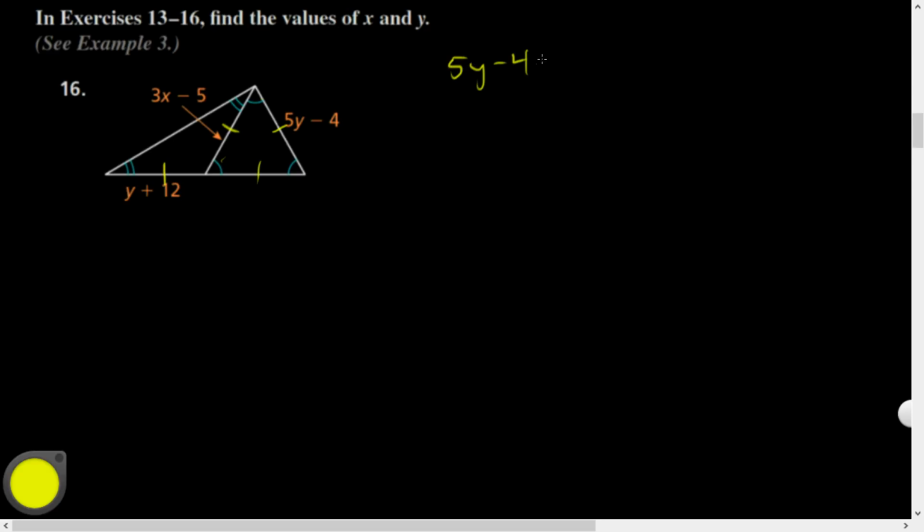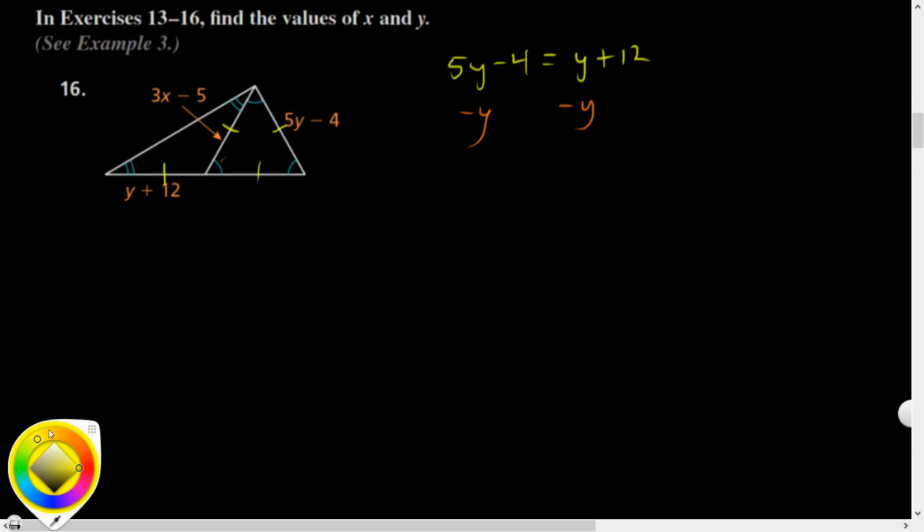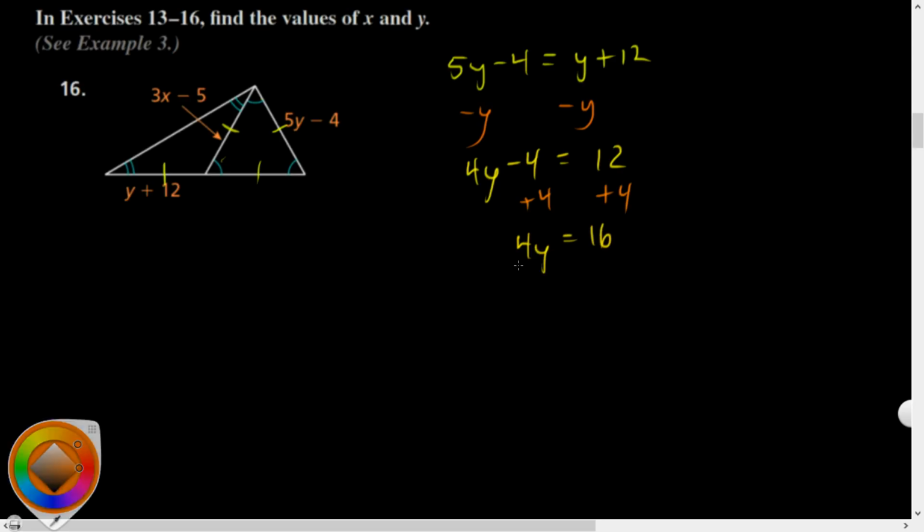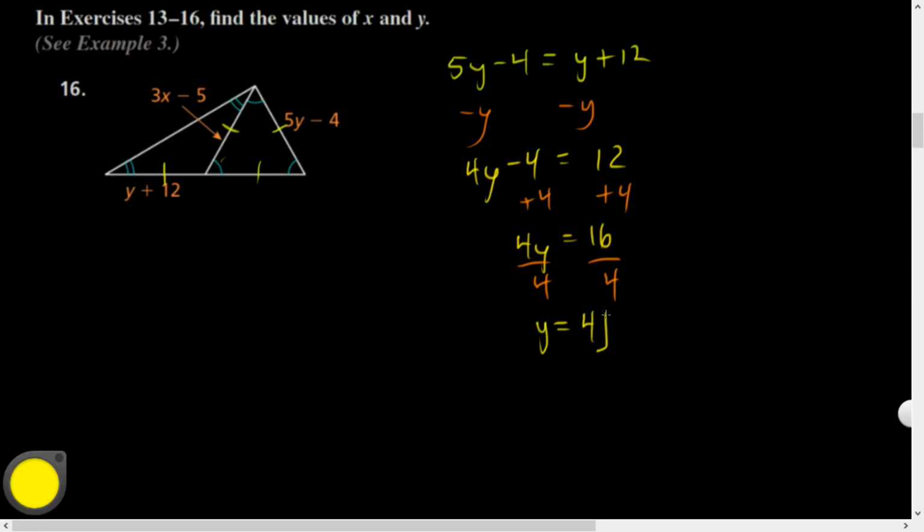So 5y minus 4 equals y plus 12, and now it's just time for algebra. 4y minus 4... with the swiftness in that algebra. 4y equals 16. Divide both sides by 4, and y is equal to 4.